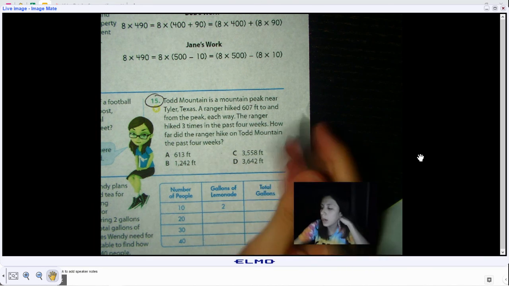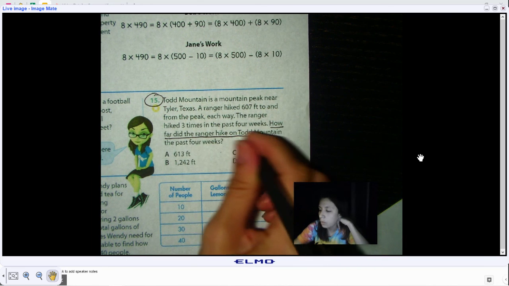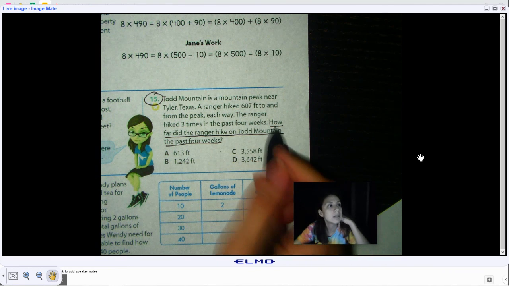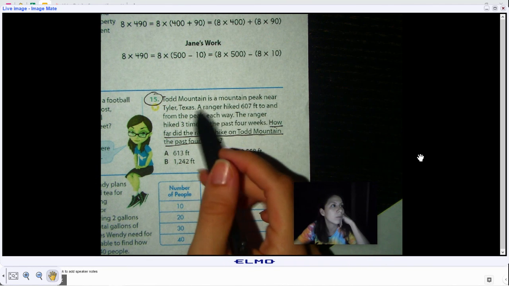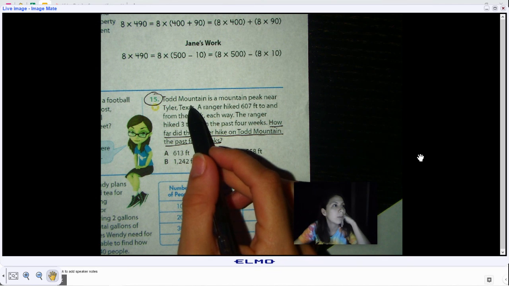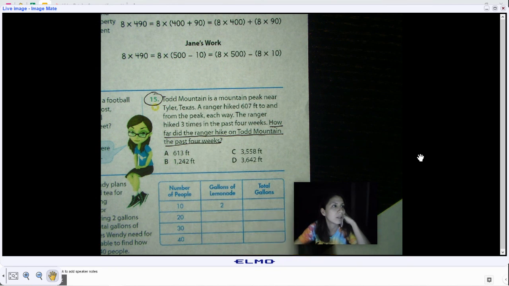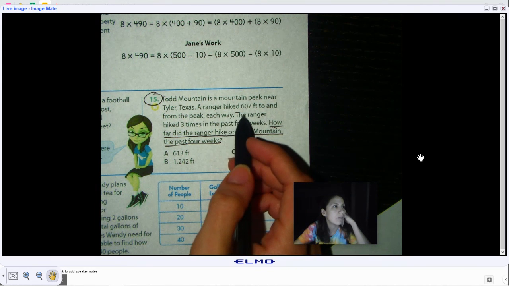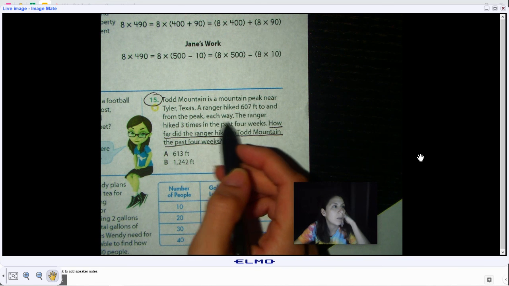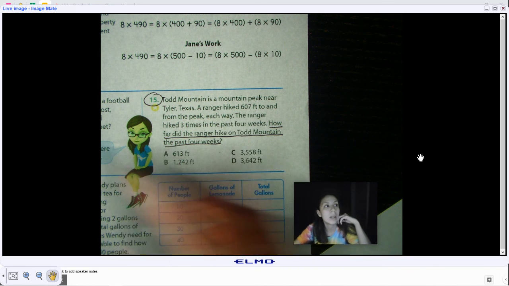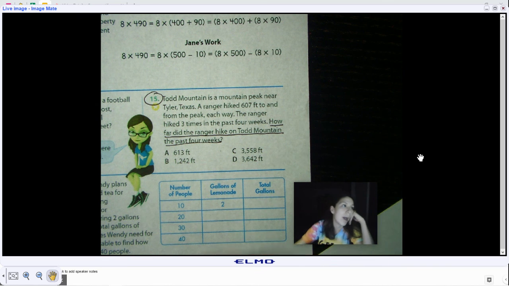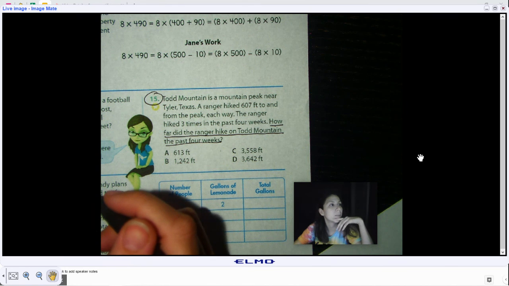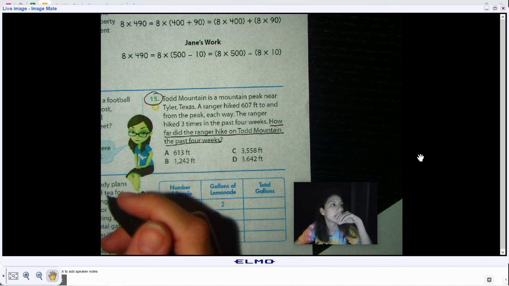Okay, so the first thing, I need to know what they're asking me. How far did the ranger hike on Todd Mountain in the past 4 weeks? Okay, so I need to know how far. So let's go back and look at the important information for knowing how far. Todd Mountain is a mountain peak near Tyler, Texas. Not important for knowing how far. The ranger hiked 607 feet to and from the peak each way. So going there was 607 feet and coming back was 607 feet. The ranger hiked 3 times in the past 4 weeks.